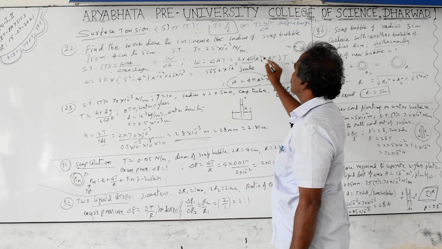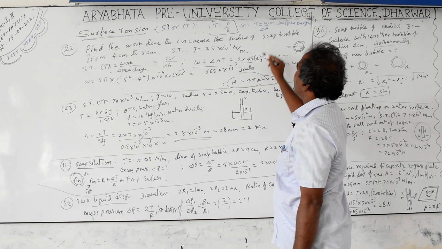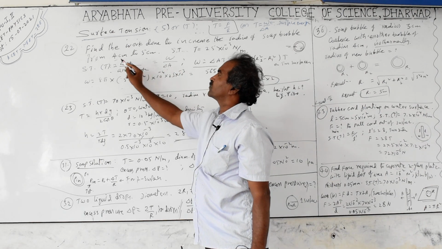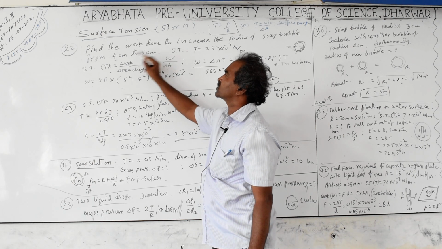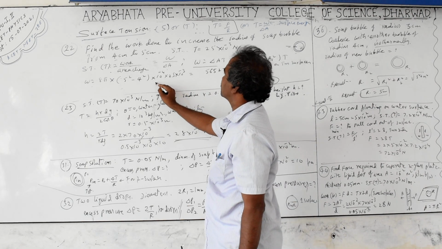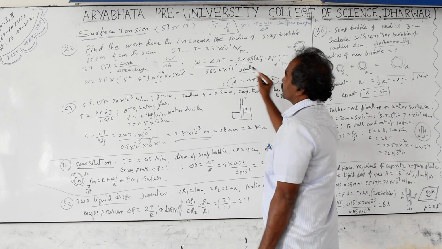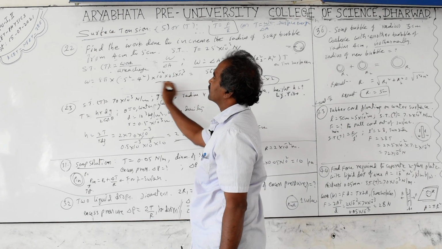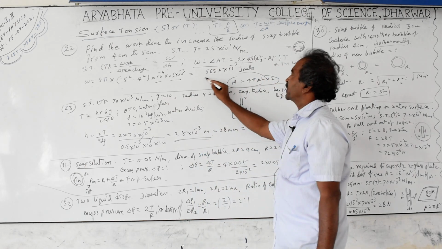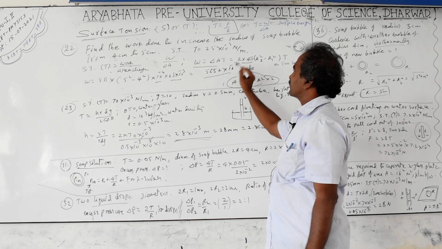The work done delta W is 8 pi into r2 square minus r1 square into T, the surface tension. Substitute the values of r2 and r1. r2 is 5 centimeters, r1 is 4 centimeters. Centimeters means 5 × 10⁻², and the square gives 10⁻⁴. So 5 square minus 4 square into 10⁻⁴. This is the conversion of units. With 8 pi and surface tension 25 × 10⁻³, the result is 5652 × 10⁻⁷ joules. You can change the decimal point position and the power will change accordingly.